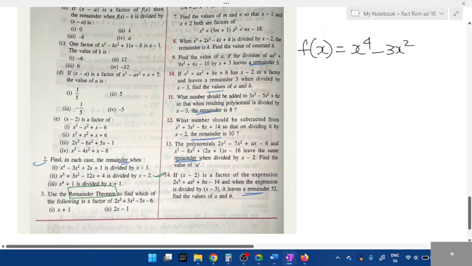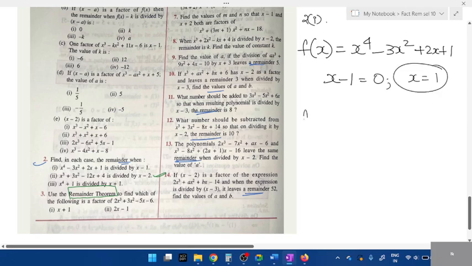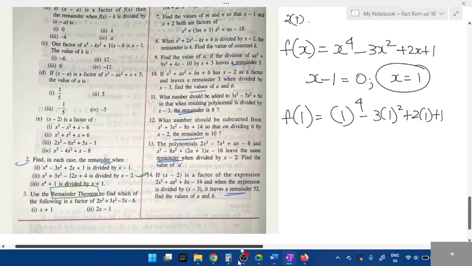Okay, look at the question. 3x square plus 2x plus 1 is divided by what, students? This is divided by x minus 1. So what do you have to take? x minus 1 is equal to 0, x is equal to 1. Let us substitute. f of 1 is equal to 1 to the power of 4 minus 3 into 1 square plus 2 into 1 plus 1. Tell me the answer. What do you all get?